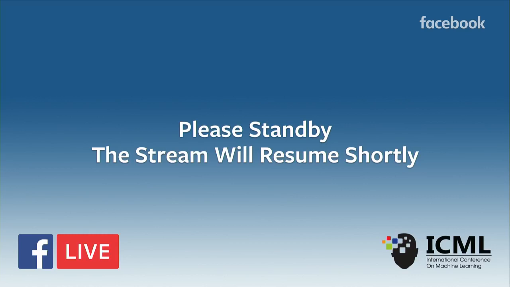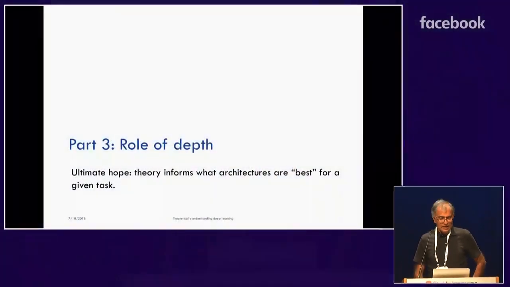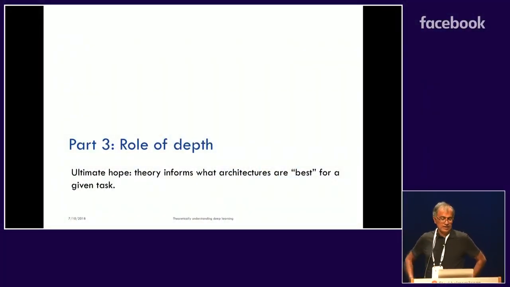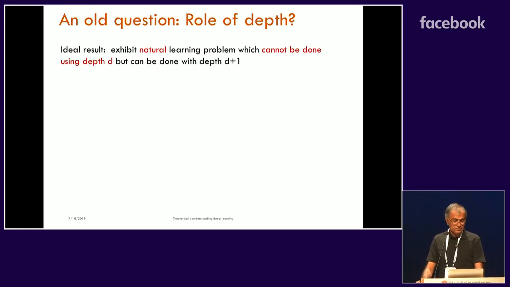So, role of depth. The whole point of deep learning is that there's depth. And we'd like to study that theoretically. And of course, the ultimate hope, as in everything else, is that theory will someday inform what architectures are best for a given task. But currently, we're very far from that.